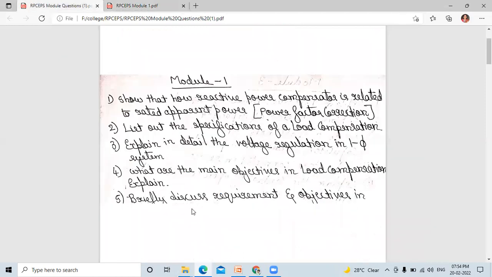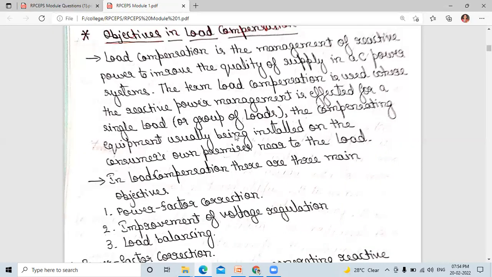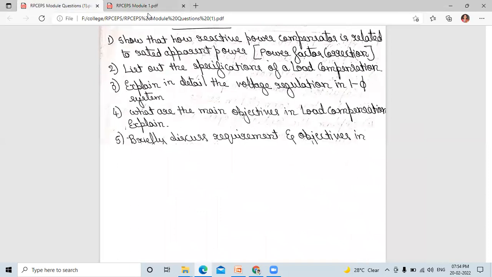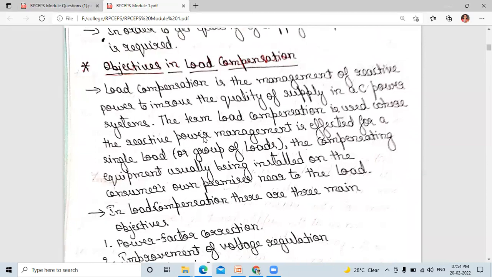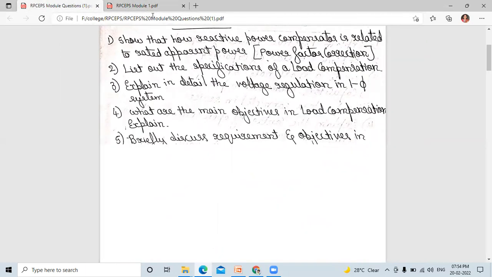Next question is, briefly discuss requirements and objectives in load compensation. Requirement is in the starting, requirement for compensation. They have asked both requirement and objectives.